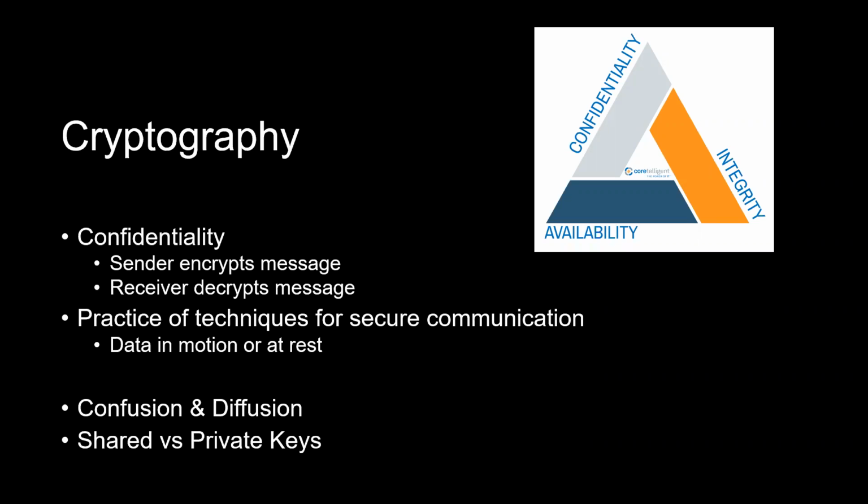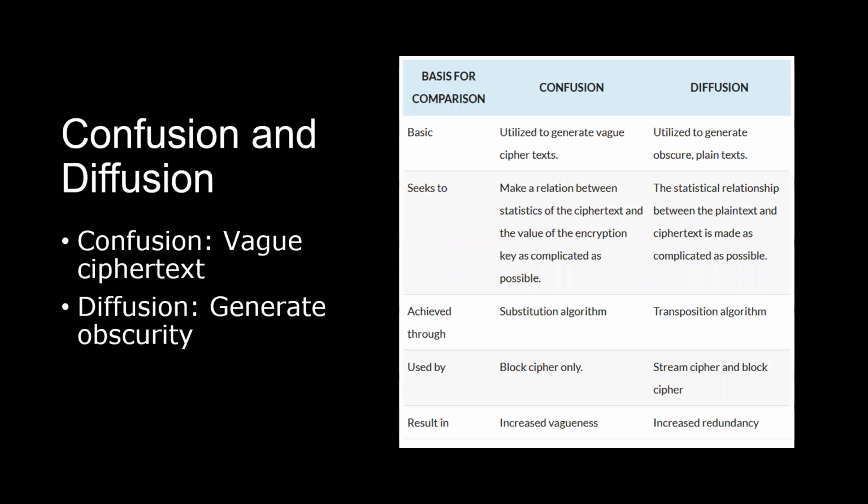We'll also get your feedback on what you would like to see a bit more of once we go over today's slides. So let's see, confusion and diffusion. As we see here in this little diagram, there's a difference being the basis. Confusion is utilized to generate vague ciphertexts, and diffusion is utilized to generate obscure plain text.